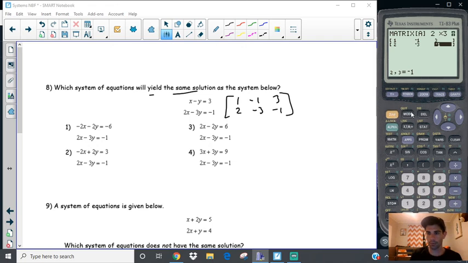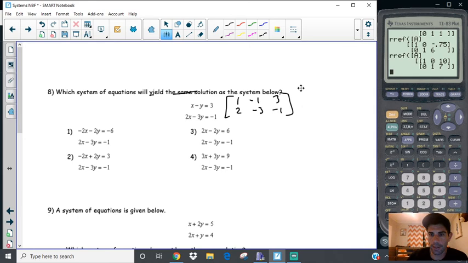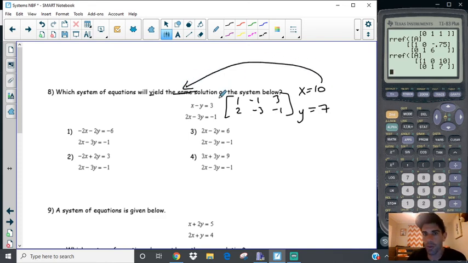Quit out. Back to the matrix. And then you go one more time. So you know that his solution here is x equals 10, y equals 7. So this is the solution. It wants to know who's going to have the same solution.